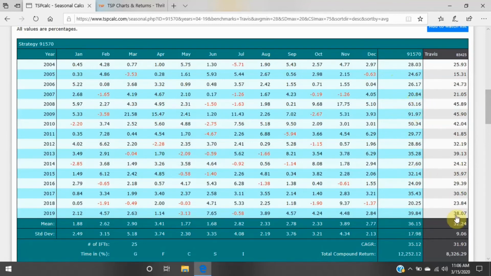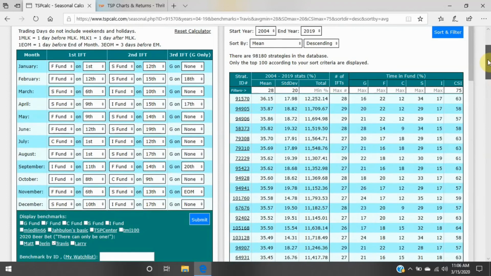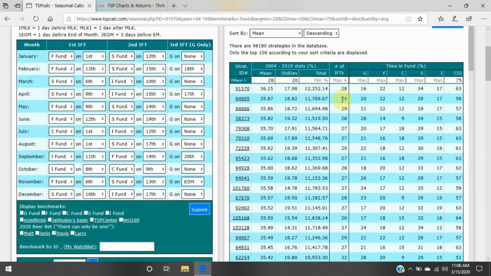And interesting, in comparison, my strategy has a lower standard deviation, 9, and its lowest is actually lower than the 91,570's lowest, which looks like about 20.25. So again, standard deviation can be a little bit misleading. And so I think it's important that people go ahead and play with the search function, write down a bunch of strategies, come over here and put them into the benchmark, and take a look at how they compare against each other historically and during trading day comparison tools.